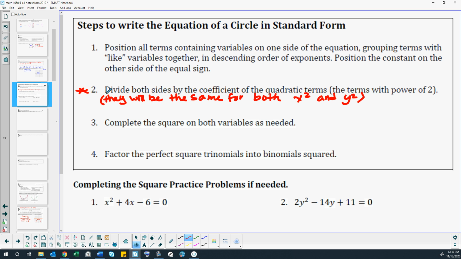Okay, so now with that out of the way, let's just talk in general about how to complete the square. So step 1, position all terms containing variables on one side of the equation, grouping terms with like variables together in descending order of exponents. Position the constant on the other side of the equal sign. So, for example, we might have ax squared plus bx, and then ay squared plus some other variable, let's call it dy, equals our constant c on the other side.